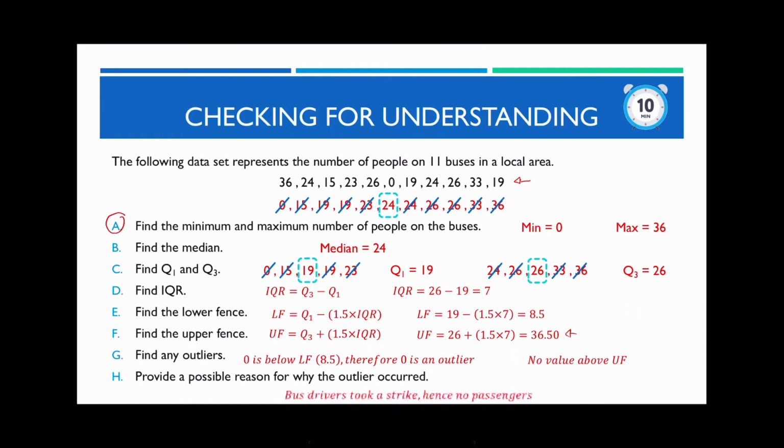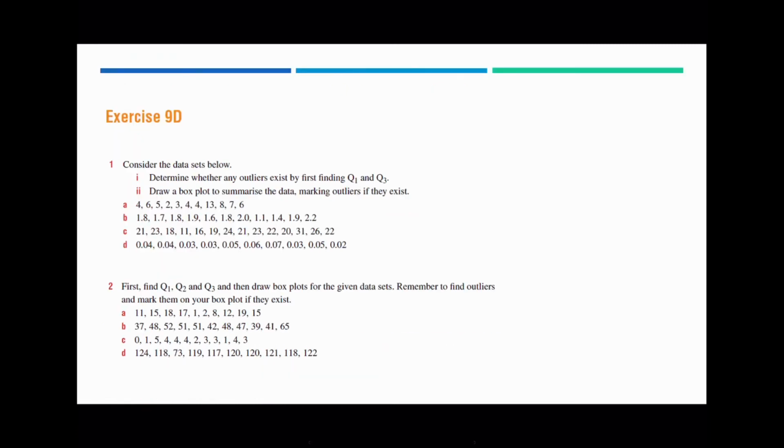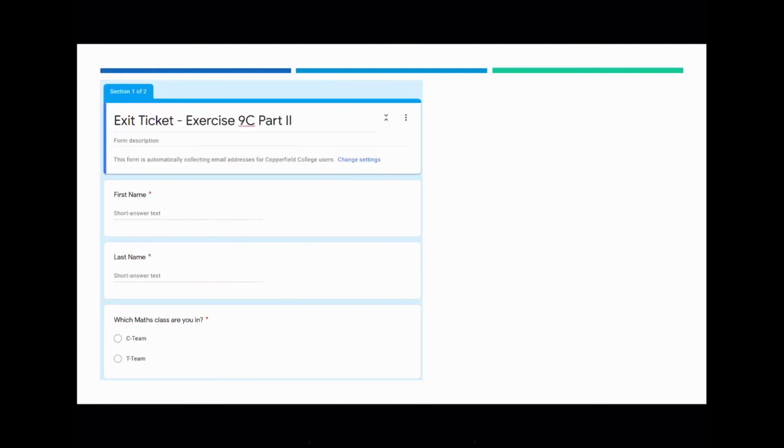Please put your answers on the right hand side so I can compare to see whether they're legitimate or not. What I'd like you to do for the remainder of today's lesson is finish off questions E and F from exercise 9C, which you started in the previous lesson. Once you've done that, please finish answering questions 3 as well as 6 from exercise 9C. If you've done that, then I want you to also answer question 1 and question 2 from exercise 9D. And then there's also an exit ticket up here, which only contains 5 questions, so it's not going to take you too long.